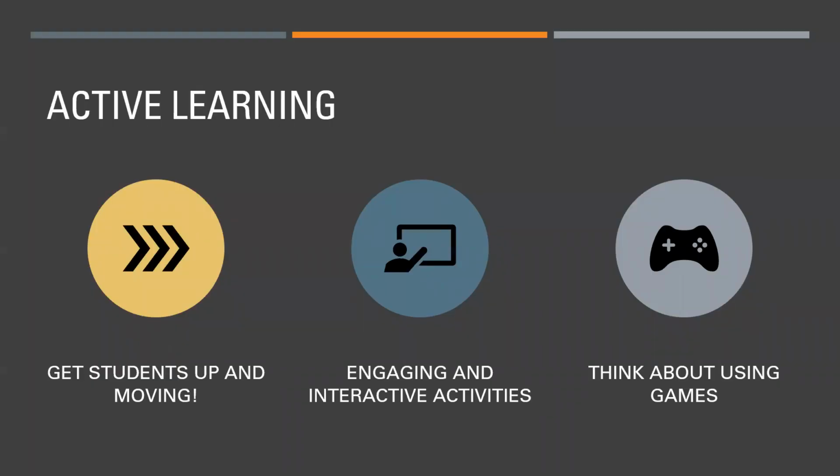Finally, active learning. Active learning, get those students up and moving. Engage and create interactive activities that tend to be on the higher level of Bloom's taxonomy. And most importantly, think about the use of games. Platforms like Play Factile or Jeopardy Labs or Kahoot, just to name a few.